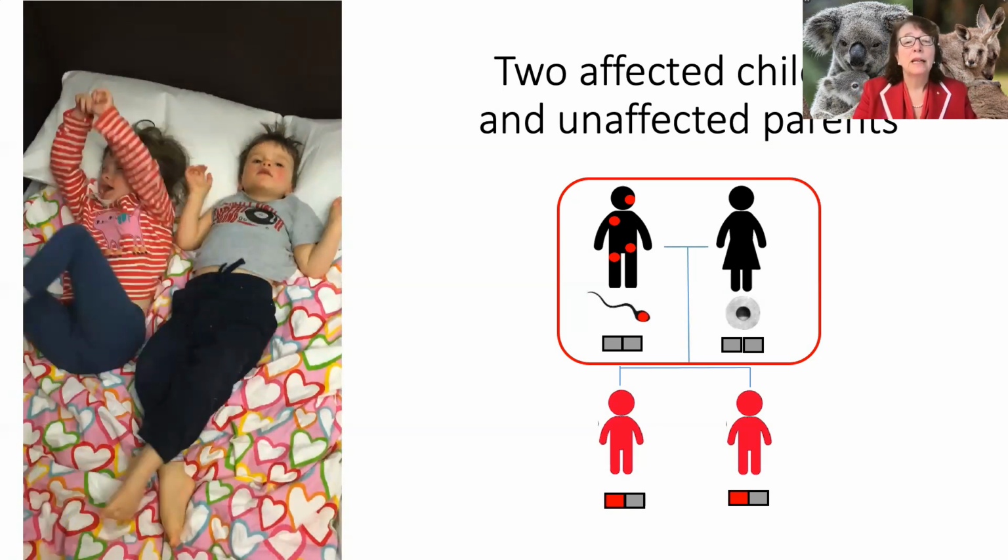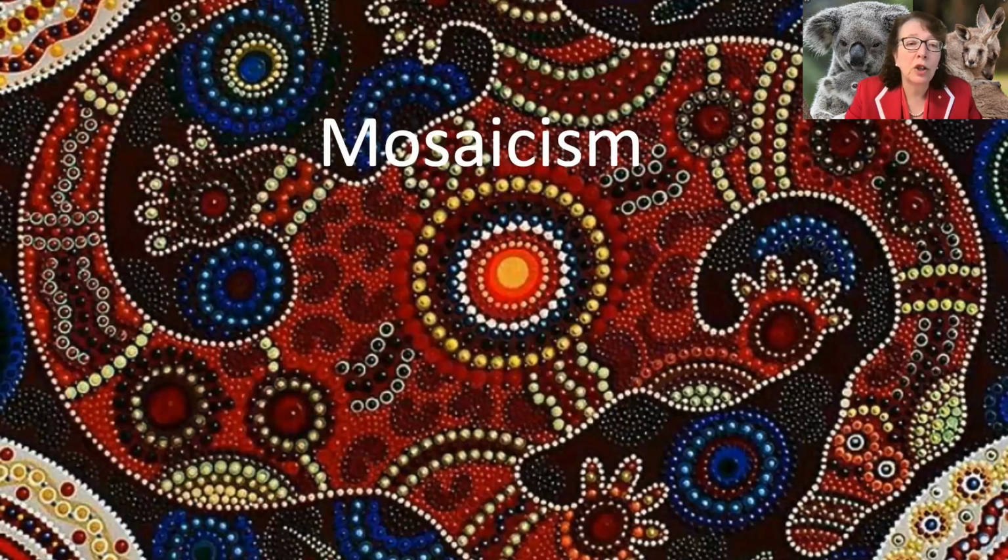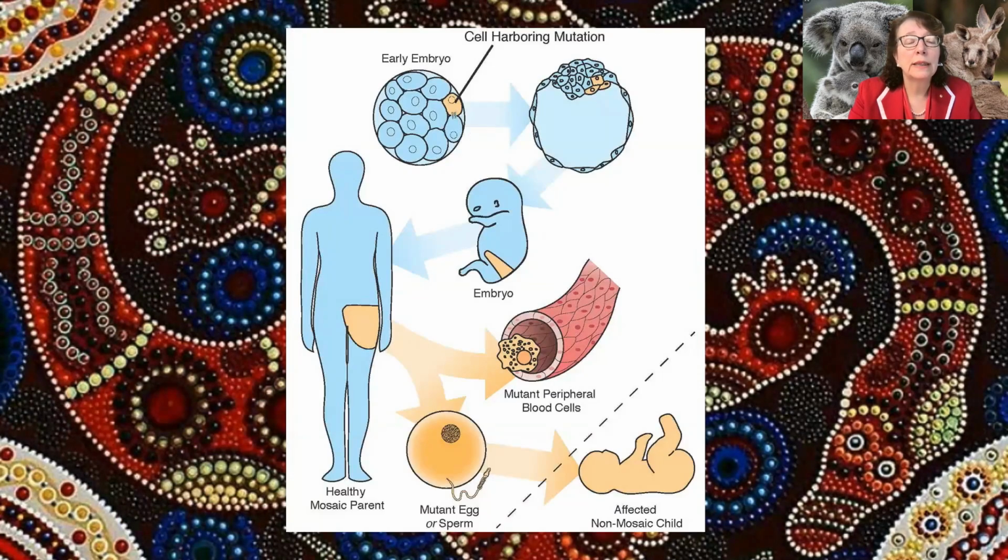And mosaicism is beautifully shown by this Australian Aboriginal painting, where you can see a mosaic, 2 different populations of cells. You might have your mutant cells and your normal cells. And how this works is if you're a normal person, but you have this second population of abnormal cells, if they happen to be in your gonads, be that your eggs or your sperm, if it goes into making that baby, you'll have an affected baby.